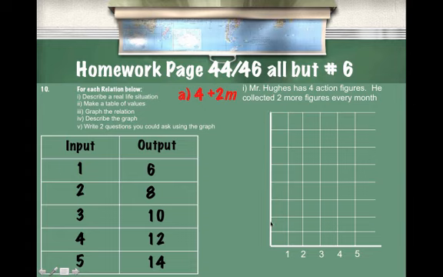Note that I don't have 14 squares here, or 14 vertical lines. So therefore, I've chosen to go up by 2. And then it's just a case of lining up where 1 would be with 6, 2 would be with 8, and it would look like that.